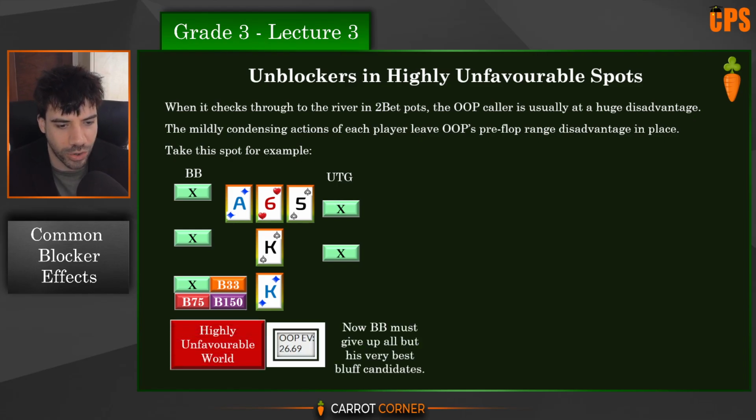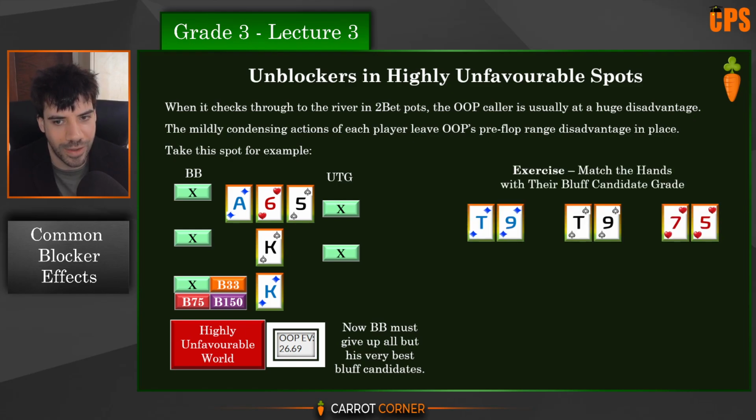Highly unfavourable world. 27% pot entitlement for the out of position player's range here for the big blind. That's terrible. And now big blind must give up all but the very best bluff candidates because the average fold equity is very low, and so it takes a special blocker effect, a really good Y factor, and maybe even some X factor in this spot to make bluffing a good idea.